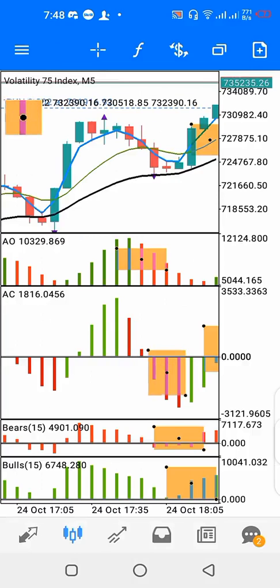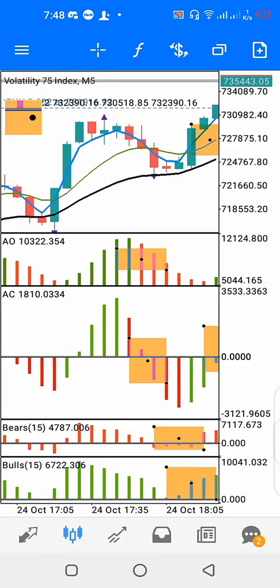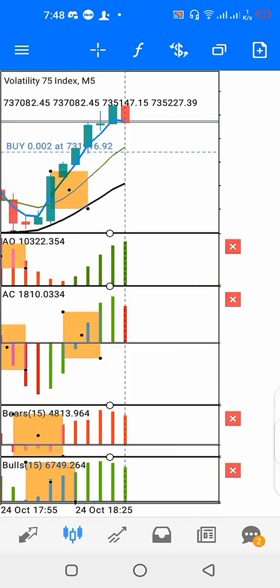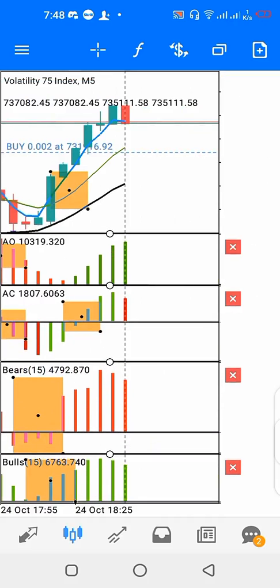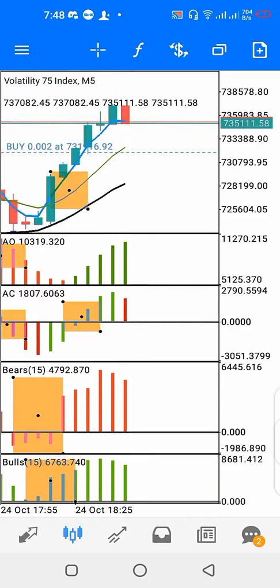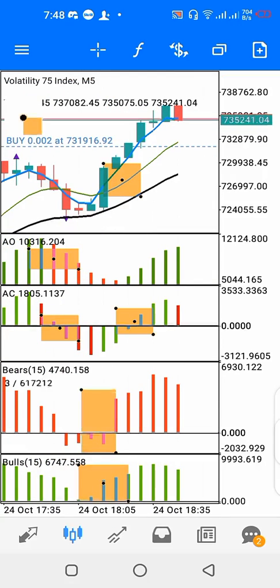But for sell trade, are the colors above the zero level changing to red? And is the awesome accelerator oscillator crossing below the zero level? Are the bars crossing below the zero level? If yes, that's the right time for you to place a sell trade.